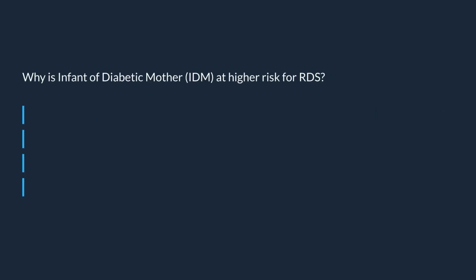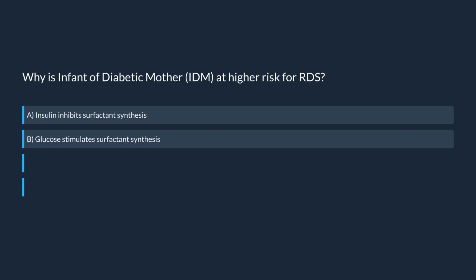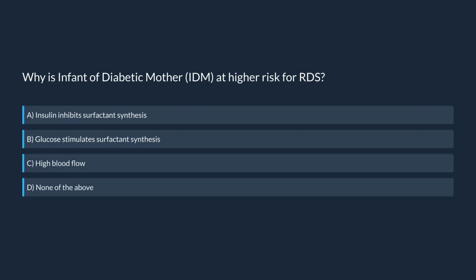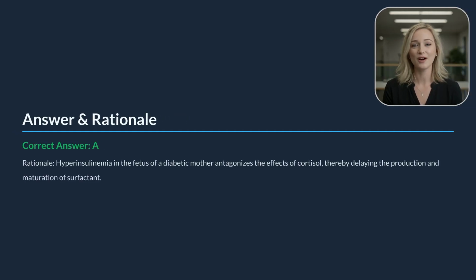Why is an infant of a diabetic mother, IDM, at higher risk for RDS? A. Insulin inhibits surfactant synthesis. B. Glucose stimulates surfactant synthesis. C. High blood flow. Or D. None of the above. The correct answer is A. Hyperinsulinemia in the fetus of a diabetic mother antagonizes the effects of cortisol, delaying the production and maturation of surfactant.